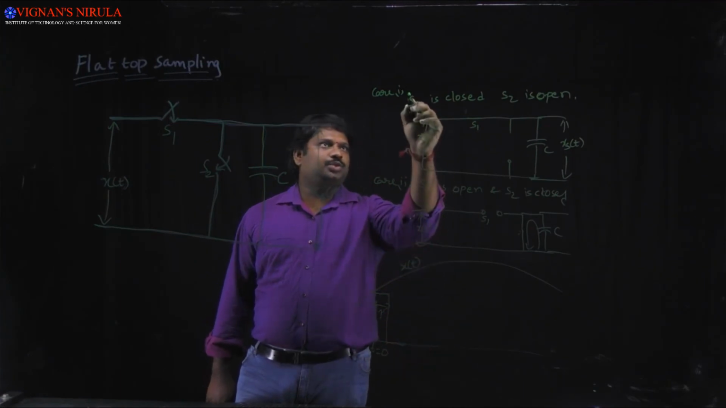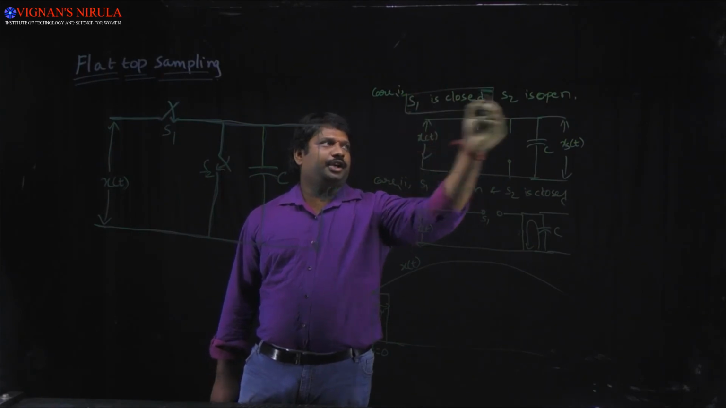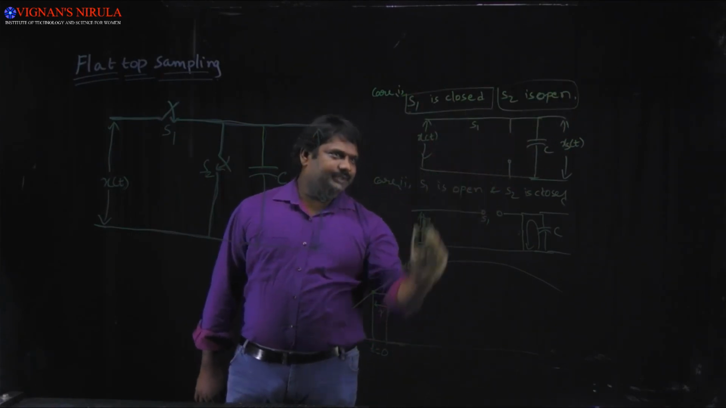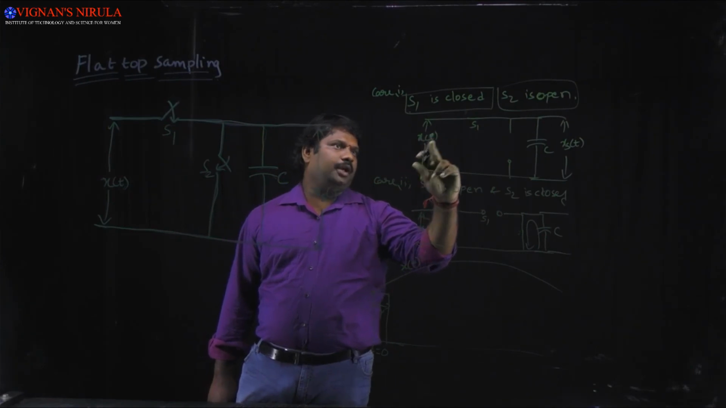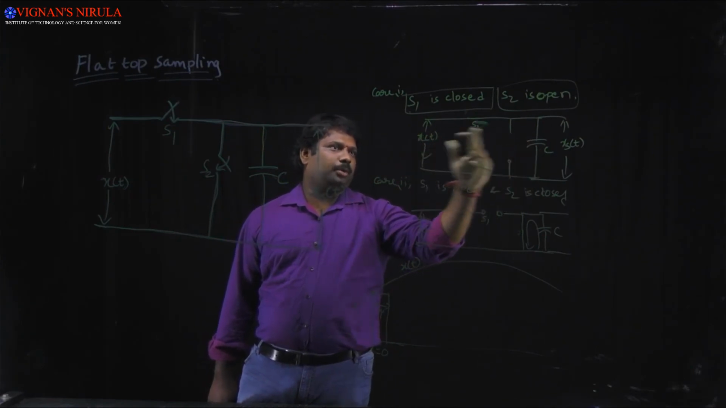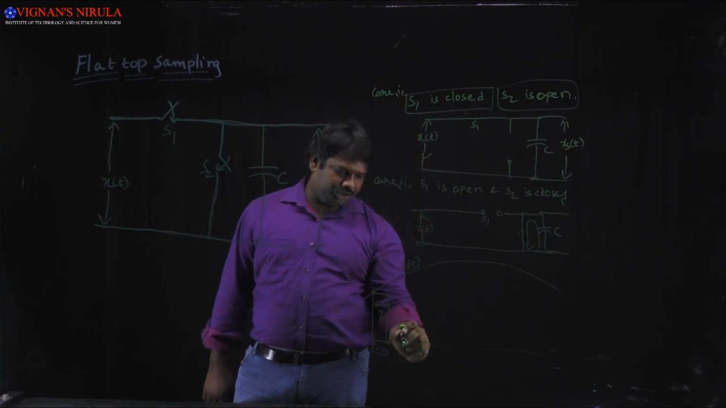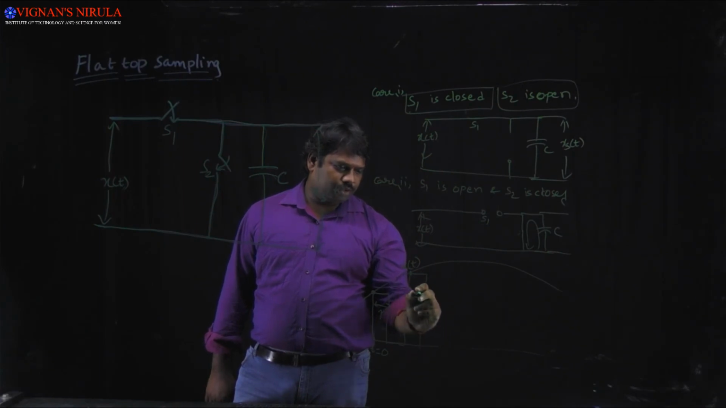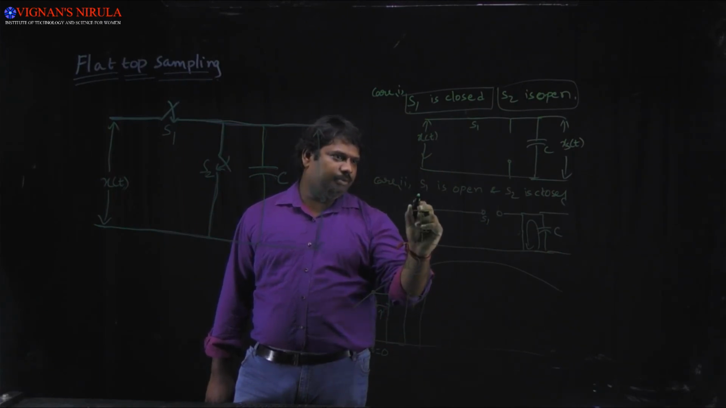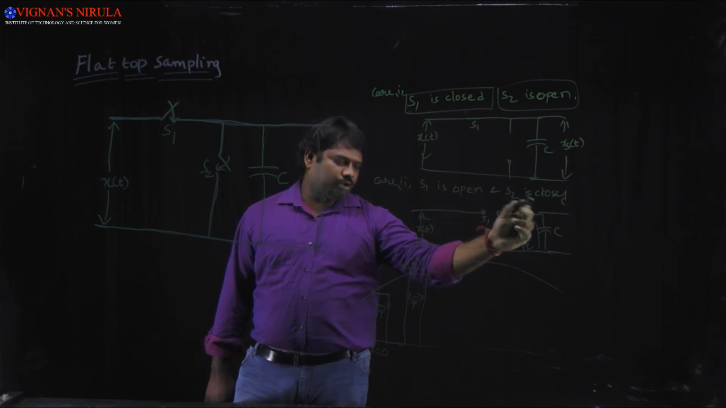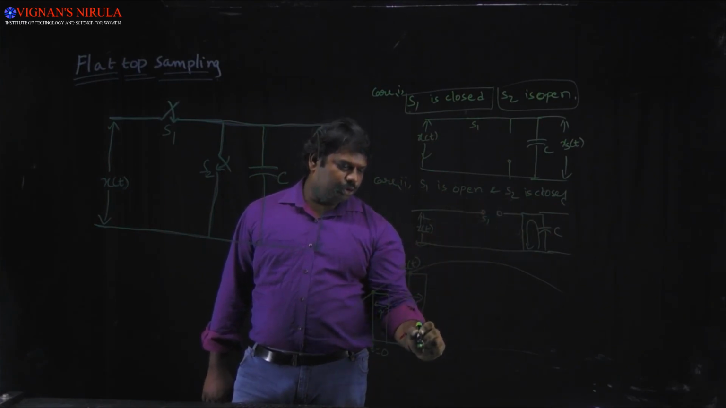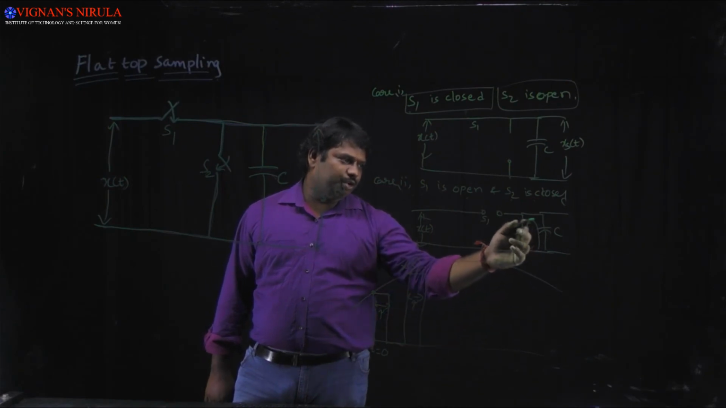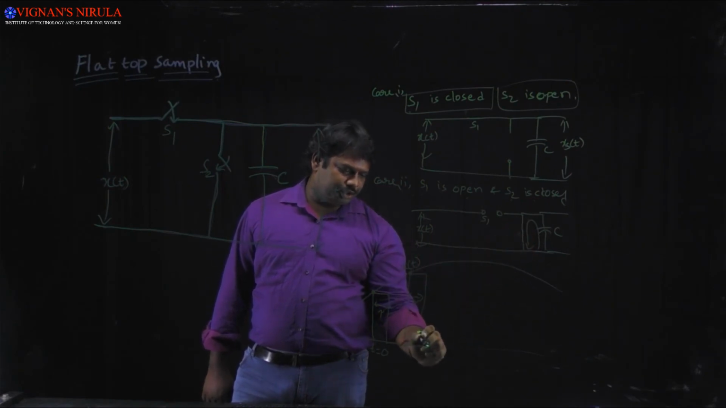Again, whenever the switch S1 is closed and S2 is open, the same process repeats. X of t will be applied to the capacitor, so the capacitor will be charged to this particular x of t. Here the particular sample will be picked and held for a particular duration of tau. After holding, the second case will appear, that is S1 open and S2 closed. Therefore the capacitor voltage will go to zero by discharging through the S2 switch.